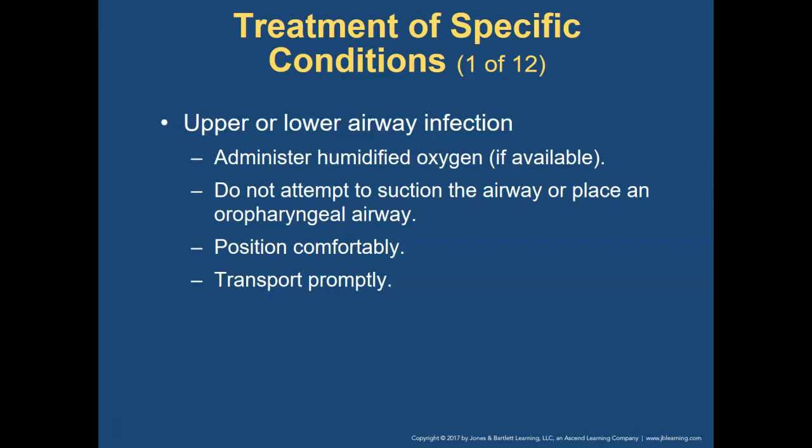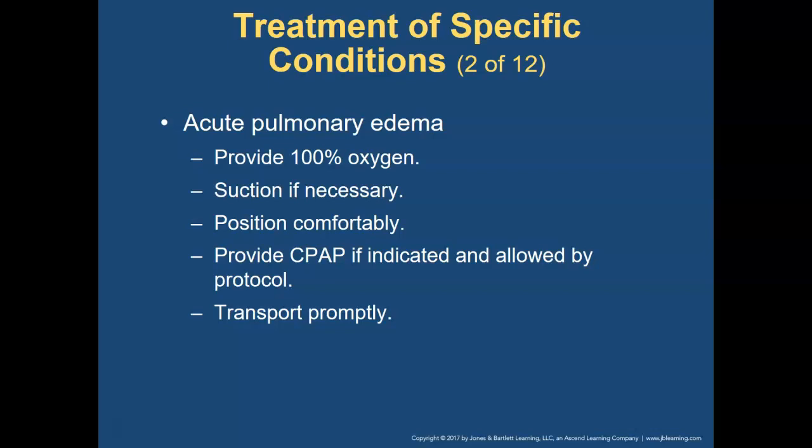Upper or lower airway infection: humidified O2. Now, don't attempt to suction the airway or place an OPA in a patient with suspected epiglottitis. We talked about that. Make sure we position them comfortably and transport promptly. Acute pulmonary edema, we're going to put some O2 on them. We're going to suction if necessary. We want to position them in a position of comfort. Now, an unconscious patient may require full ventilatory support. So you may need to put in an airway adjunct and ventilate them. But you can also put on some continuous positive airway pressure for these guys if it's indicated and allowed by protocol. Regardless, we want to transport promptly. But for acute pulmonary edema, the biggest thing that's going to make a big difference is that CPAP if you're allowed to use it.